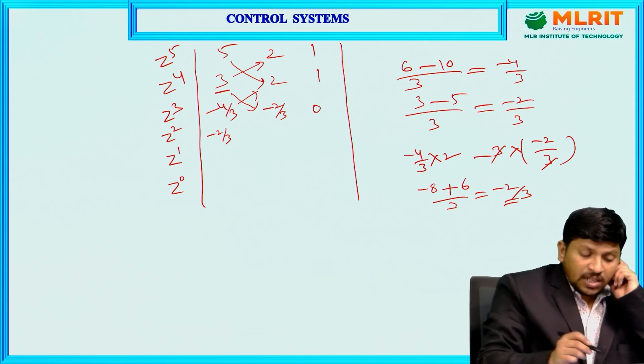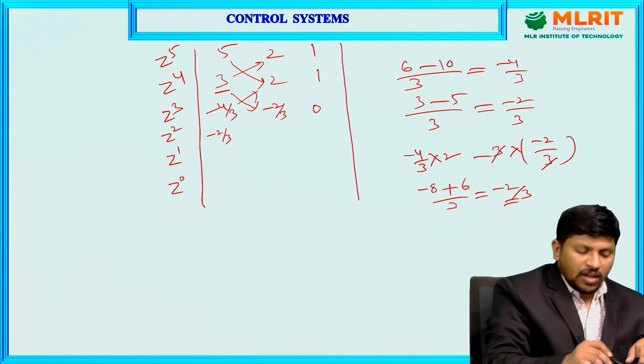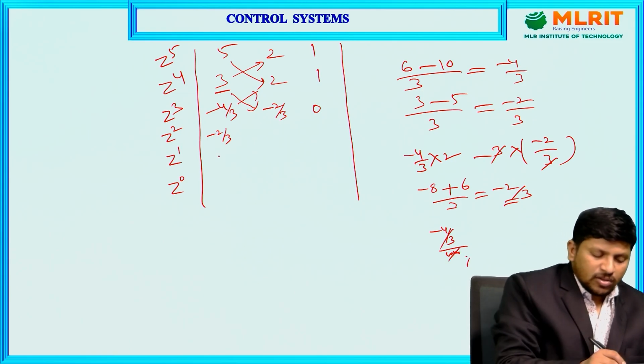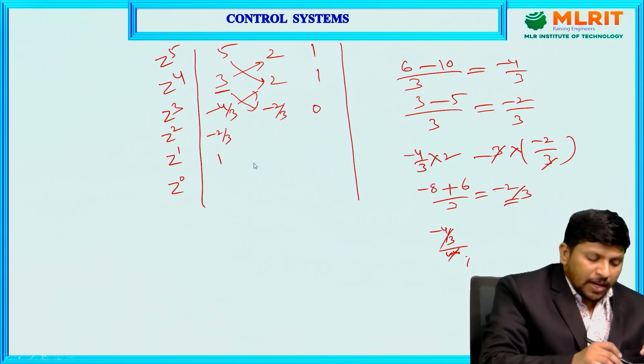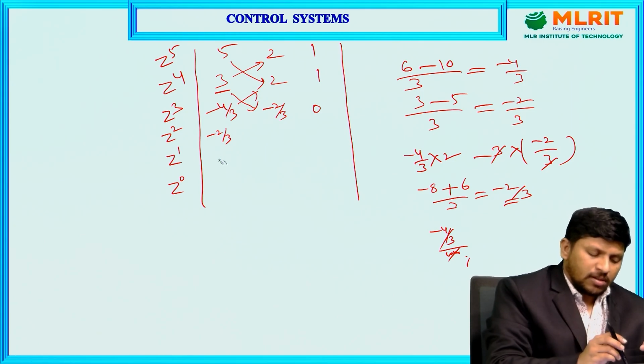Minus 2 by 3. Next value, just observe, these two multiply: minus 4 by 3, 1, minus 4 by 3, and this value is 0. So minus 4 by 3 divided by minus 4 by 3. So the value is 1. So 1 minus 4 by 3. Sorry, here 1.